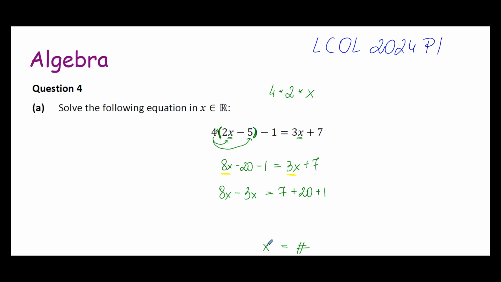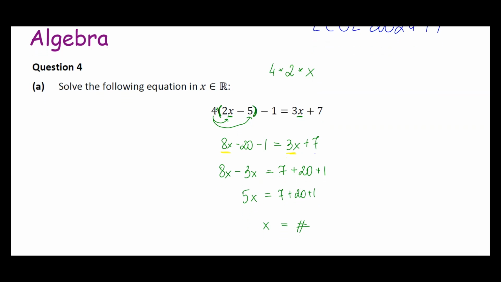Now, again, where am I going here? X on its own. So together I have here 2 x's. Together, how much do I have? I put in my calculator 8 minus 3 and I get 5 of the x's. And again, I can put everything on the other side in my calculator or not, up to me really.